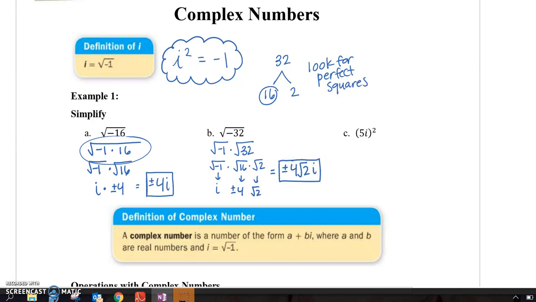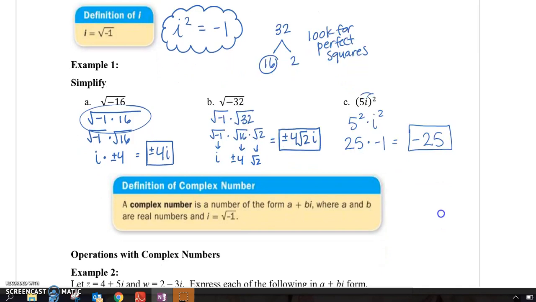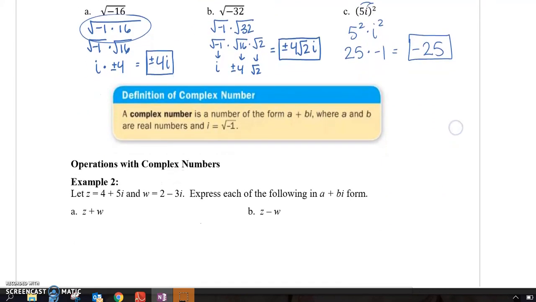Now 5i squared, well, technically this is going to be 5 squared, because this is where we can distribute that power, times i squared. 5 squared is 25, i squared is negative 1, so we'll get negative 25. So that's kind of the basic way you use i. Complex numbers in general will be in the form a plus bi, where a and b are real numbers, so things you can plot, 1, 2, 3, etc. And i equals the square root of negative 1.